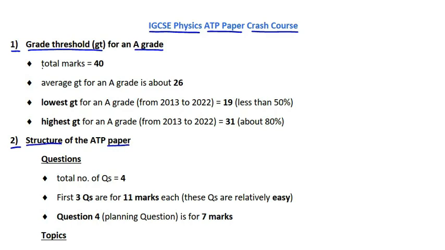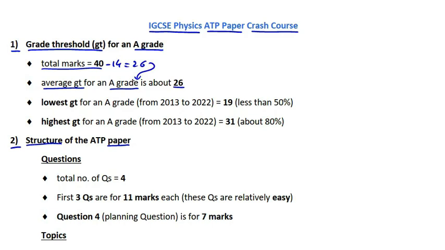Students, the ATP paper is a 40 marks paper and you'll be surprised to know that the average grade threshold for an A grade in this paper is only about 26, which means that if you are given an ATP paper of every difficulty level, then you can lose about 14 marks out of 40 and still expect to get an A in it.